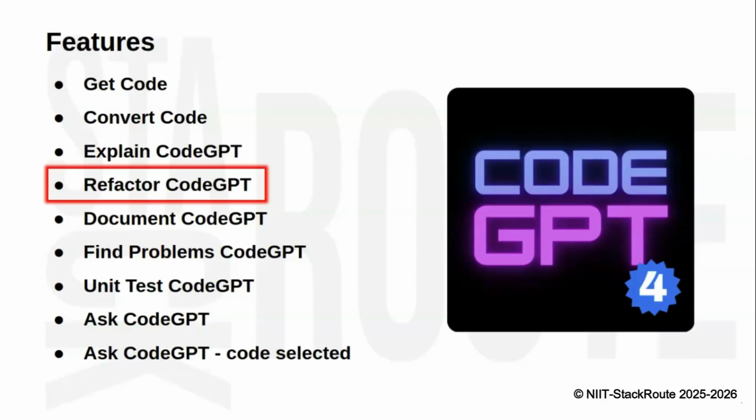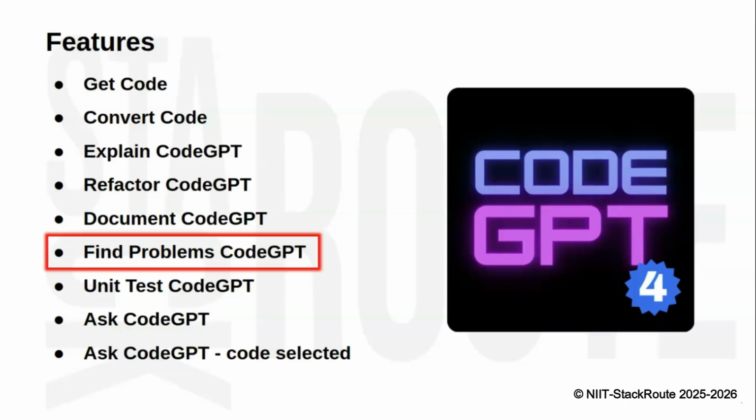Refactor Code GPT: Code GPT will open the code section and refactor the selected code. Document Code GPT: Code GPT will open the chat section and document the selected code. Find Problem Code GPT: Code GPT will open the chat section and identify any issues in the selected code. Unit Test Code GPT: Code GPT will open the chat section and create unit tests for the selected code.